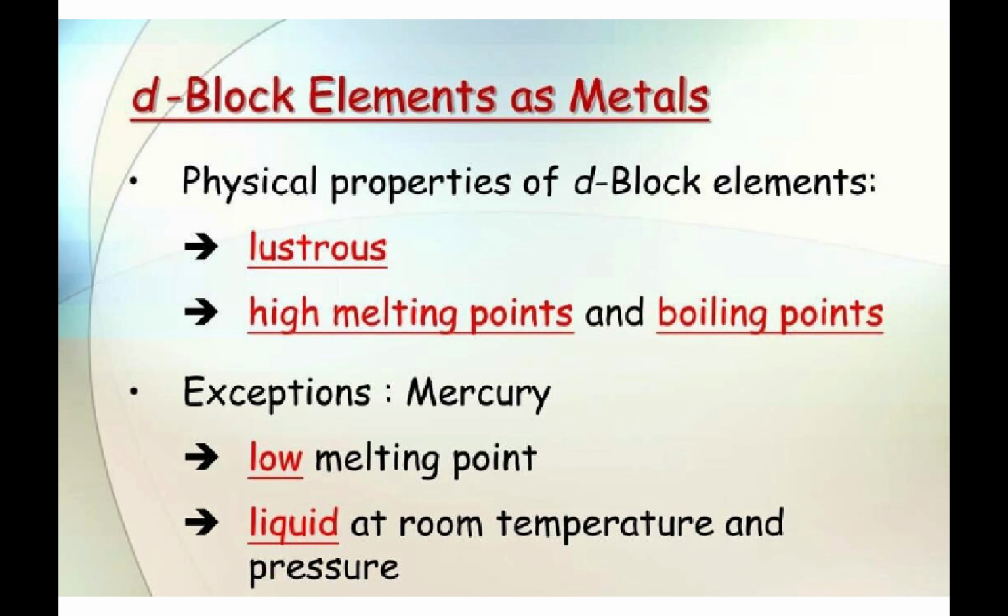The physical properties continue with lustrous. You know what is meant by lustrous? Shining nature, high boiling point, and melting point. But here we have one exception. Just remember all these important points, like exceptions, as they will come in the exam. Mercury is liquid at room temperature, it has a low melting point, and it is not a solid like the other metals. At room temperature and pressure it is a liquid.